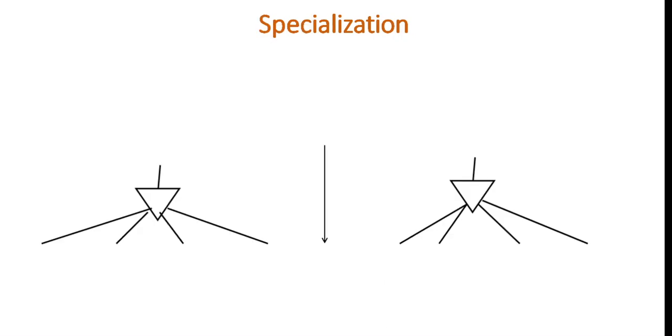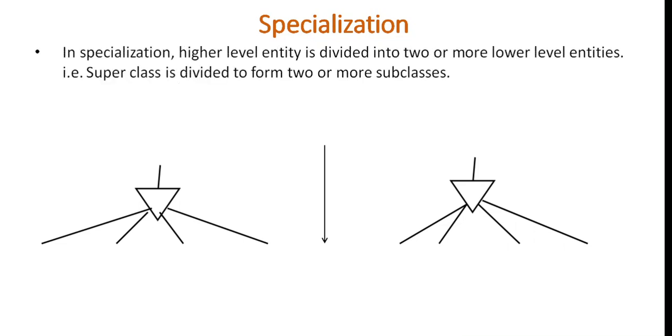Then the next type is specialization. See, the specialization process is opposite to generalization. In generalization, we combine lower level entities and form one higher level entity. Whereas in specialization, we reverse the process. That is, we divide a higher level entity into two or more lower level entities. That is, a superclass is divided into a number of subclasses. It is called a top down approach, because we divide a higher level entity into lower level entities.